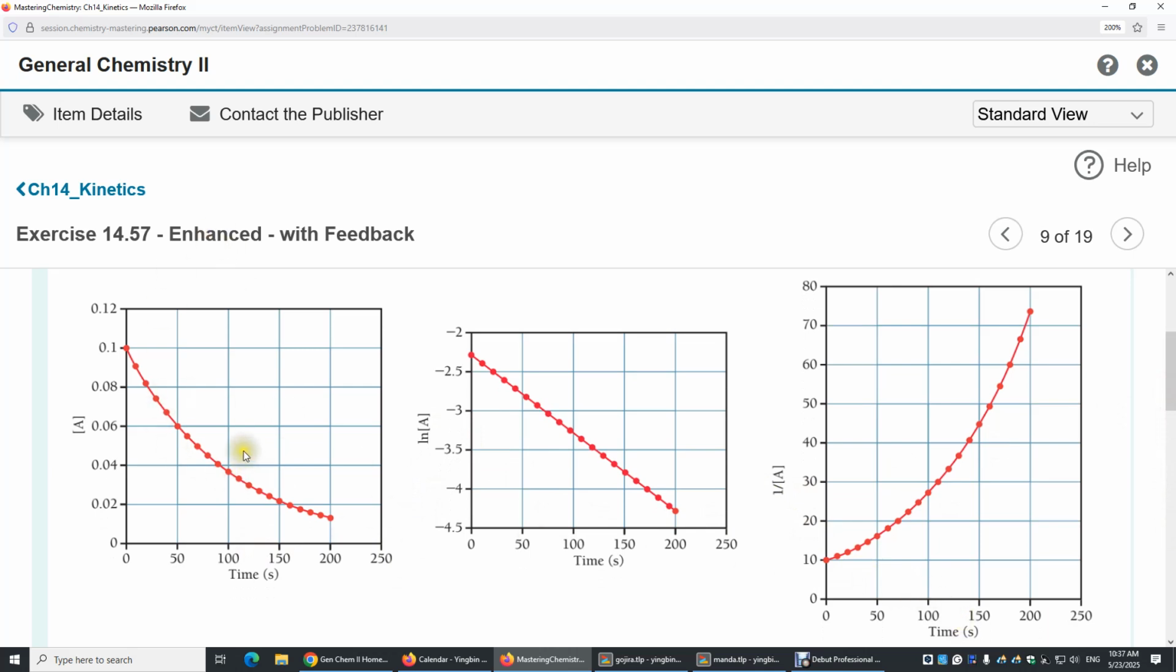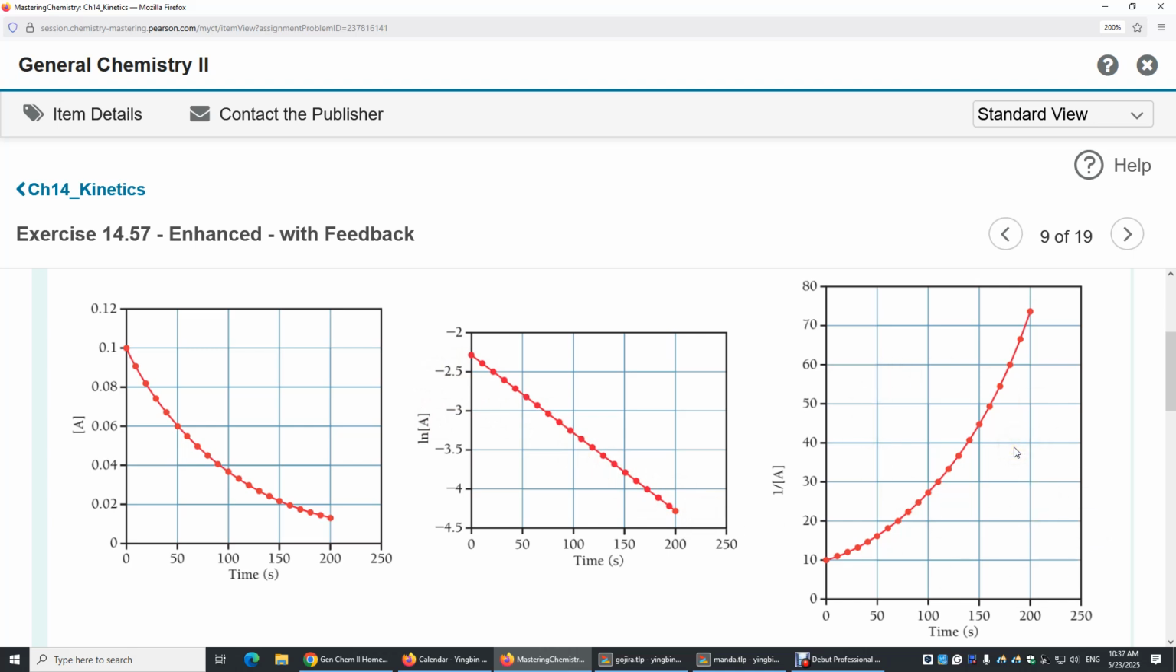The first graph tells us it's not a zeroth order reaction, because for a zeroth order reaction, A is linear with T. The second graph tells us it's a first order reaction, because for first order reactions, the natural logarithm of A is linear with T, and this graph looks perfectly linear.